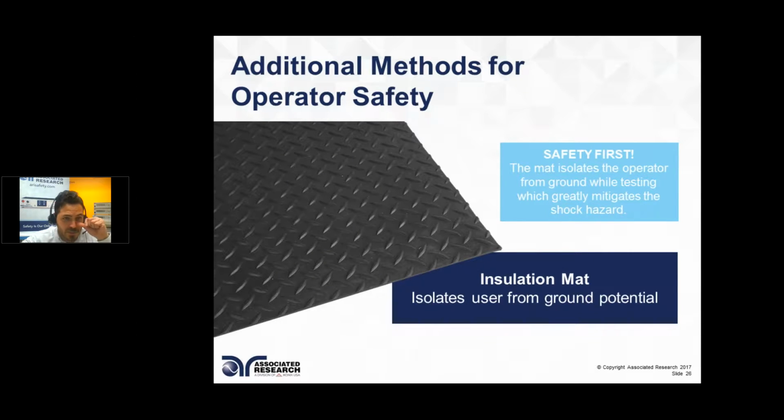Again, in our pictures previously, we saw these insulation mats, right? The mat isolates the operator from ground while testing, which greatly mitigates the shock hazard, right? You become an open circuit when you're standing on this. There is no path for current to flow through when you're on this mat. When you take one step off of it, well, now you're a completed circuit to ground waiting for current to flow through you. And so we've seen, going on visits to manufacturers, not the entire floor, but where there is high voltage testing, that area of the floor will be purely squares of insulation mats.